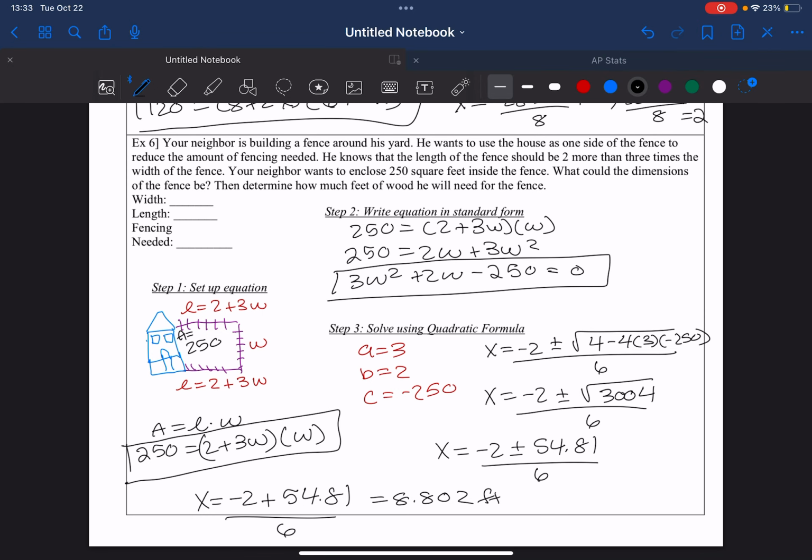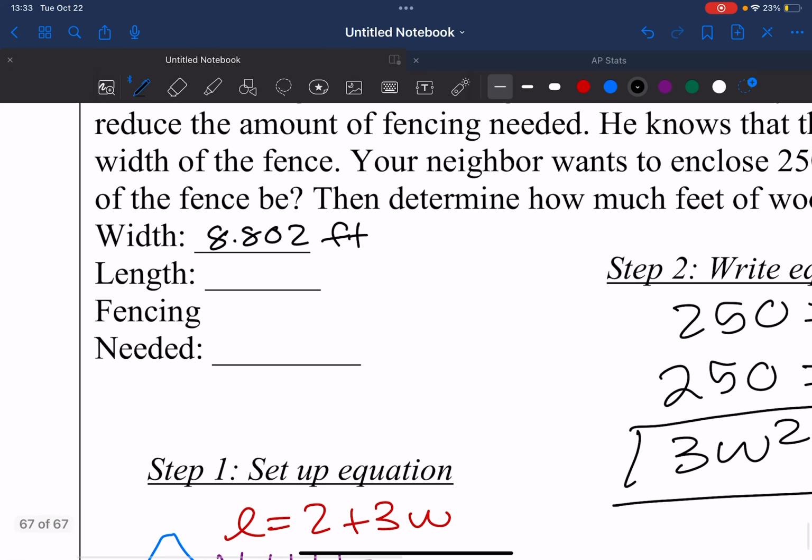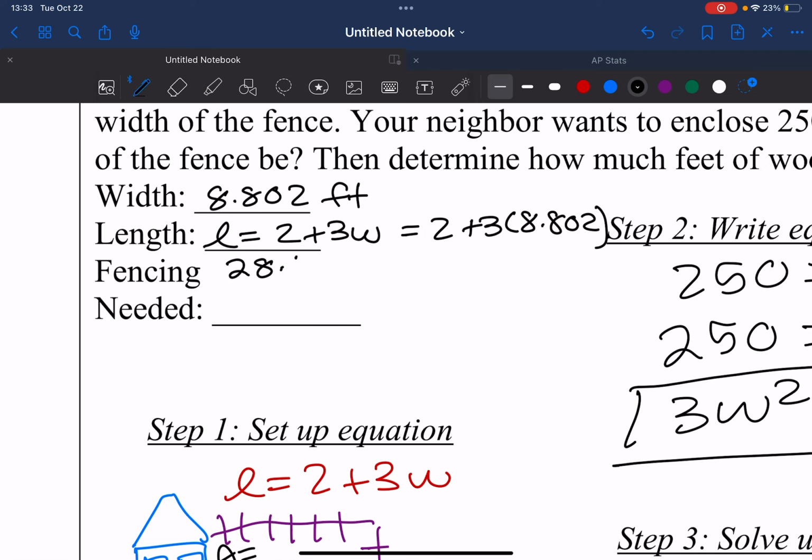But if you notice, it doesn't just want what x is. So technically what we just found was the width. So our width is 8.802 feet. Well, in order to find our length, we had the equation L is equal to 2 plus 3W. So this is going to be 2 plus 3 times 8.802, which is 28.405 feet.